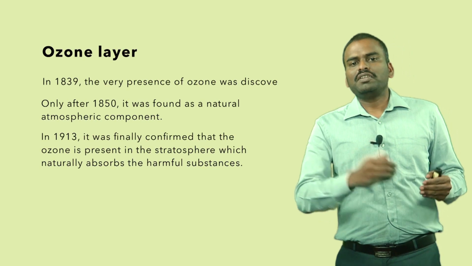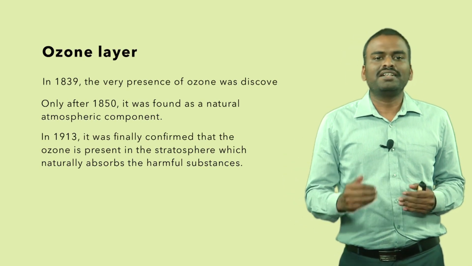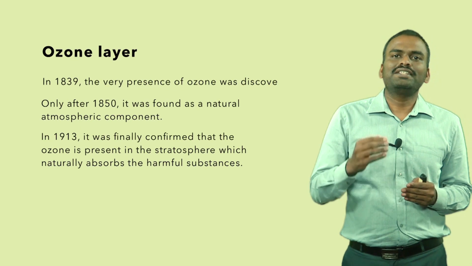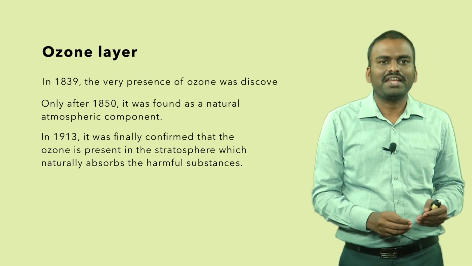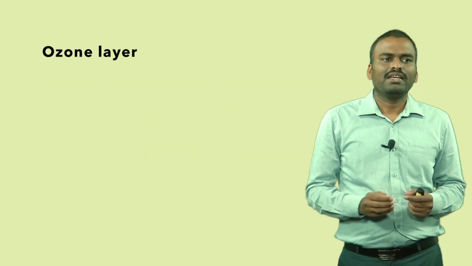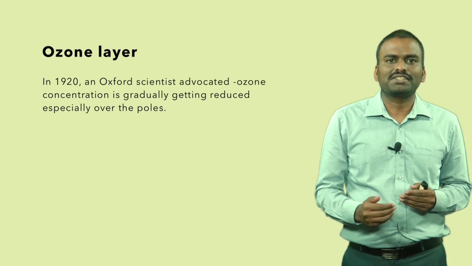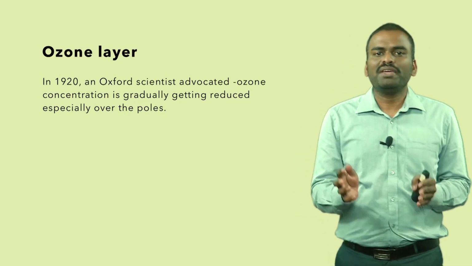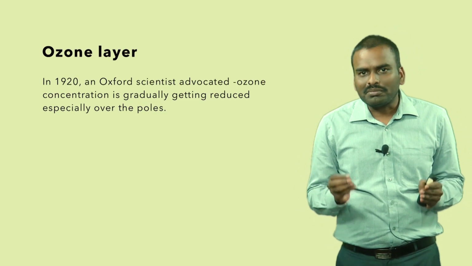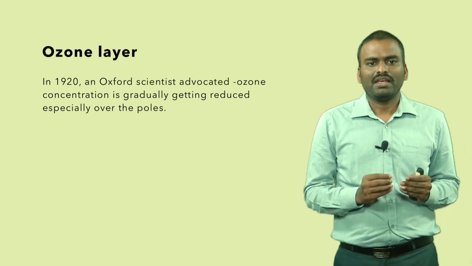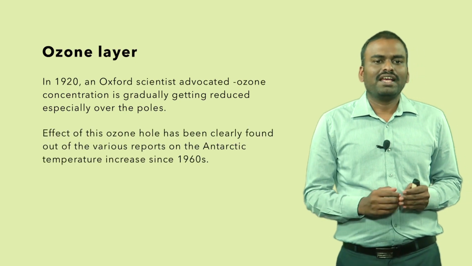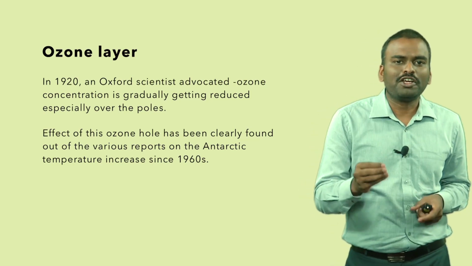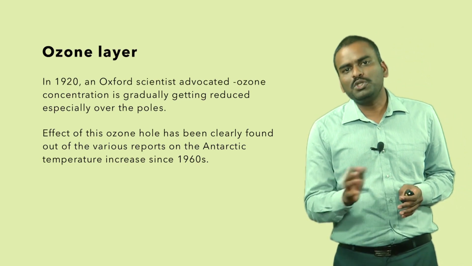Then roughly 50 years later, in 1913, it was confirmed that ozone is present in the stratosphere of the atmosphere, and it naturally absorbs the ultraviolet radiation which is harmful for human beings. In 1920, Oxford University scientists advocated that the ozone concentration is gradually being reduced, which may be a dangerous indication for various health-related problems on Mother Earth. Then in the 1960s, a group of scientists advocated that the effect of ozone depletion would create a huge problem for human beings.